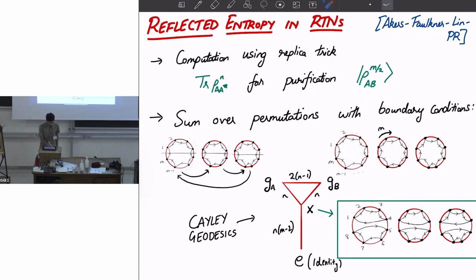And further, in order to compute trace rho AA star to the n, you want to apply another twist operator that permutes some of these copies. For example, on the A system, you want to permute the n different copies of these, so that computes the trace rho to the n part of it. These are some particular boundary conditions that you can apply.